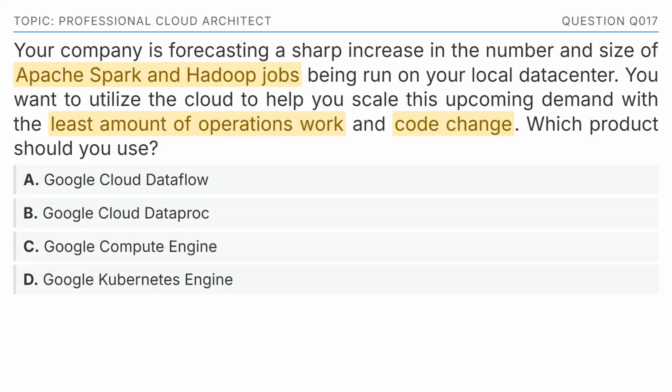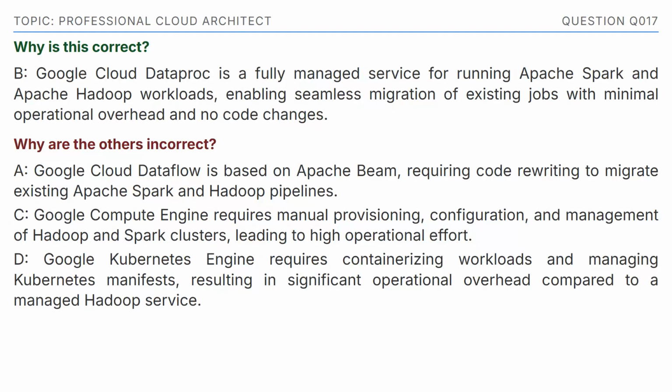To arrive at the correct answer, we focus on the keywords: Apache Spark and Hadoop jobs, least amount of operations work, code change. The correct answer is option B, Google Cloud Dataproc. Why is this correct? B. Google Cloud Dataproc is a fully managed service for running Apache Spark and Apache Hadoop workloads, enabling seamless migration of existing jobs with minimal operational overhead and no code changes. Why are the others incorrect?